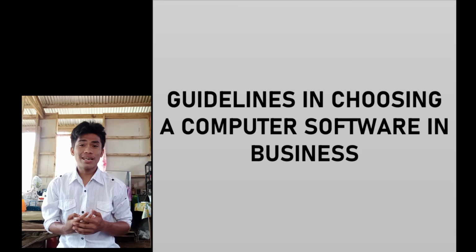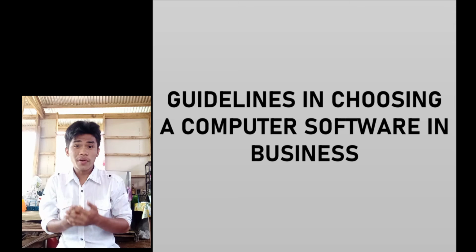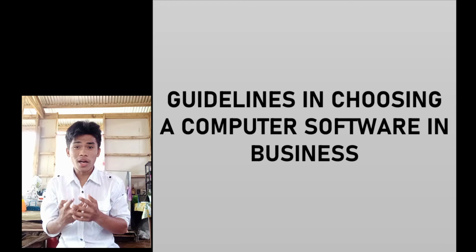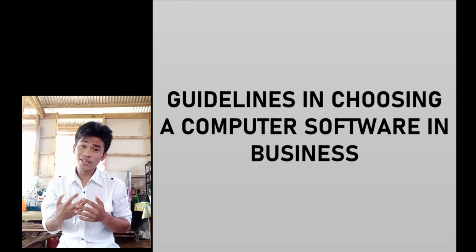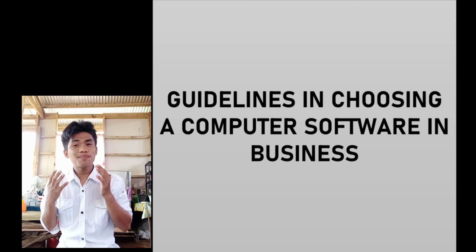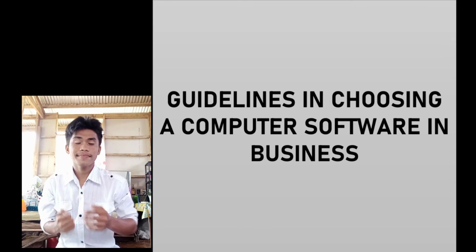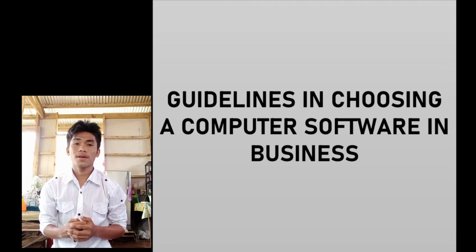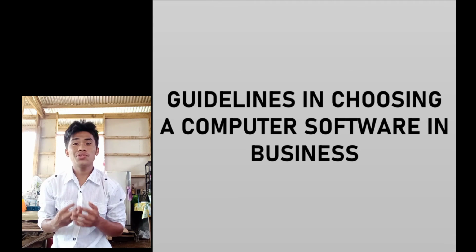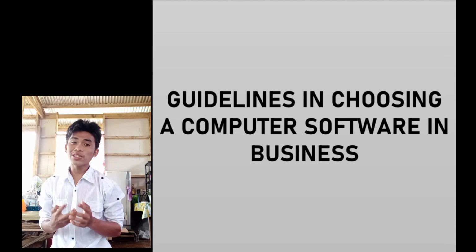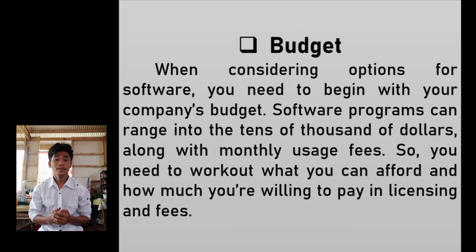We all know the fact that we need software for managing data, records, and reporting. But how do we know which software for business is best for our company? In purchasing software, it helps to know exactly what you want to use the software for. So, there are a few other considerations in choosing software in business as well. So, first we have budget.